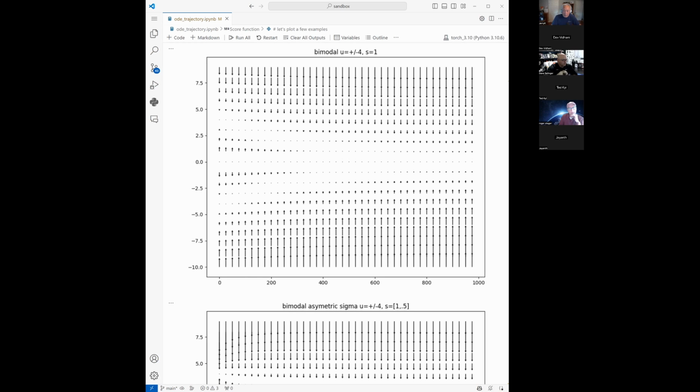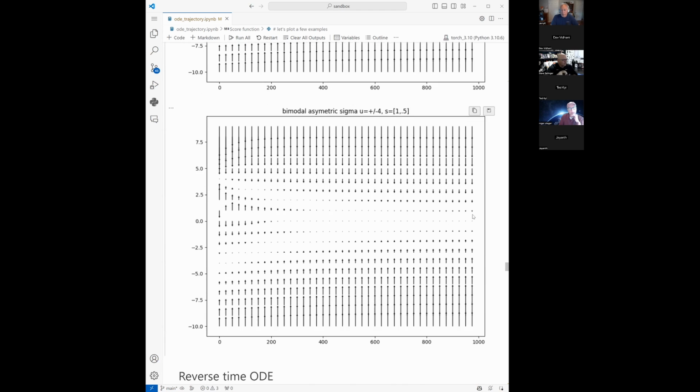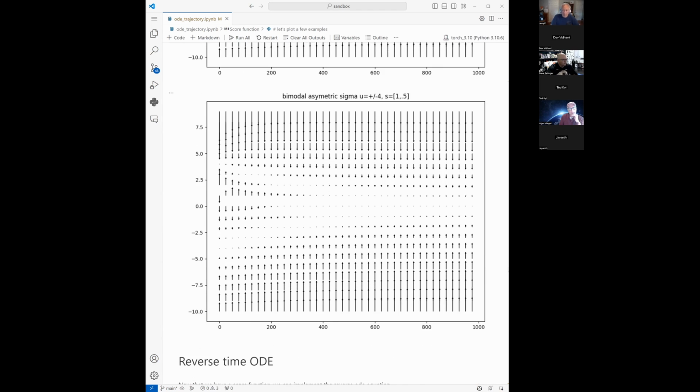But I'll not repeat all that change, but that's an important point to understand why noise injection helps with getting to the right point eventually. Okay. So this one is an asymmetric bimodal distribution. It's asymmetric both in terms of weight, I believe, as well as the variance of the two.